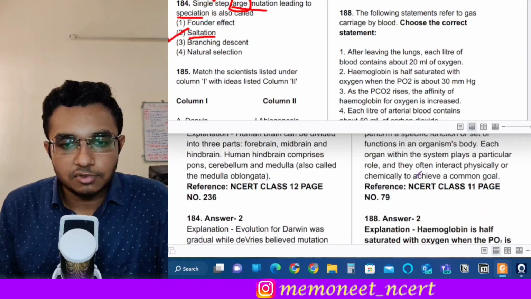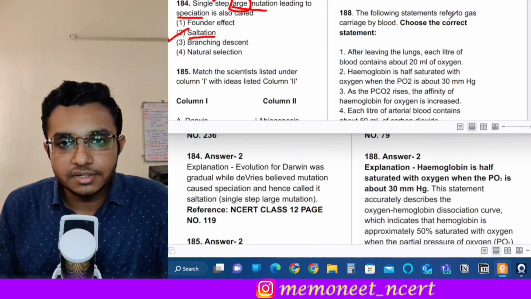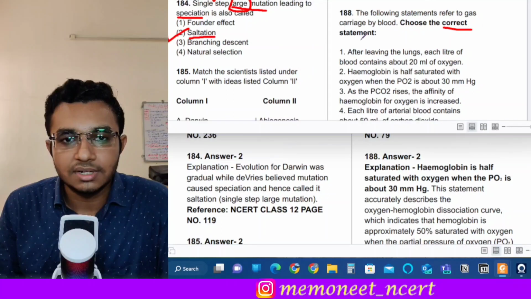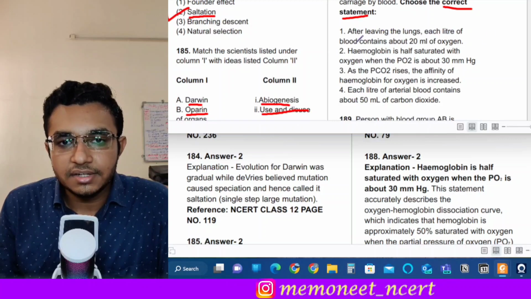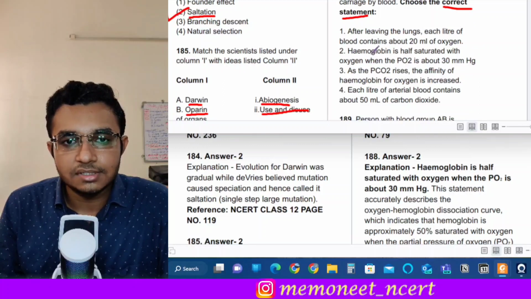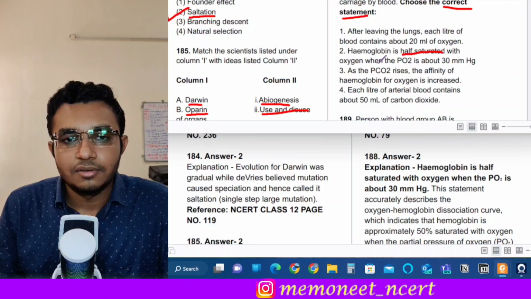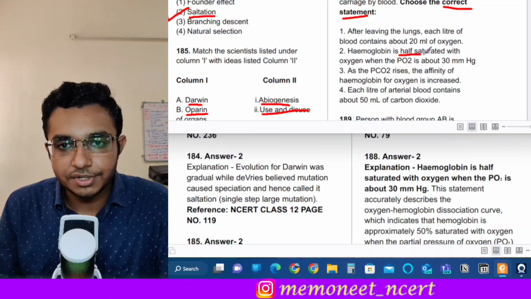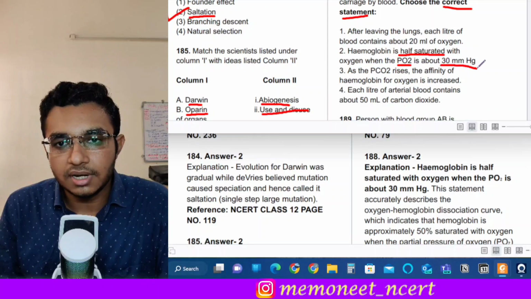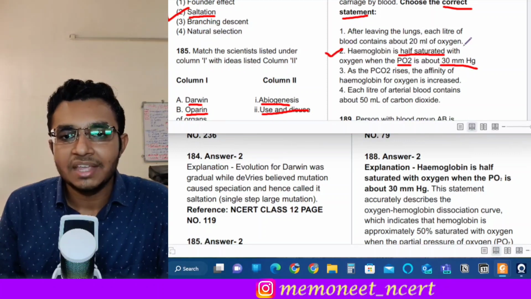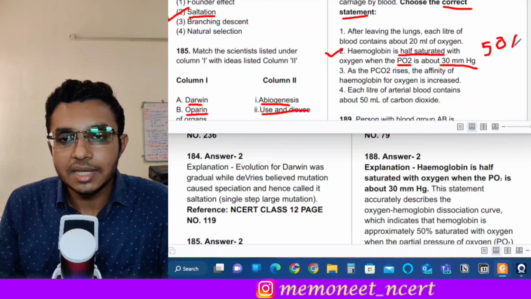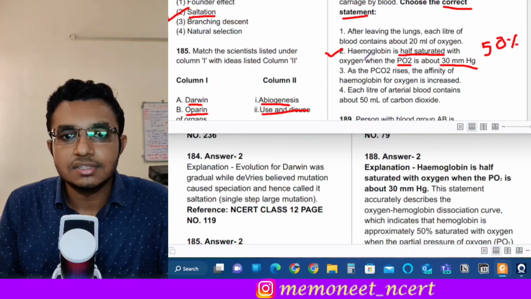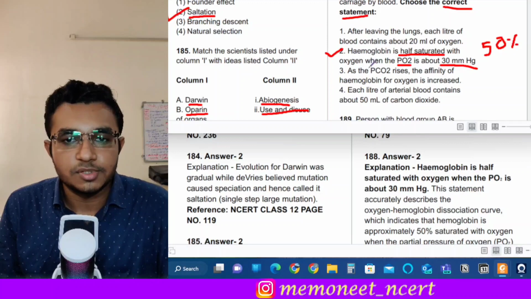The next is question number 188. The following statements refer to the gas carriage by blood. We have to choose the correct statement among the following. The first statement is, after leaving the lungs, each liter of blood contains about 20 ml of oxygen. So this is an incorrect statement. The second statement is, hemoglobin is half saturated with oxygen when the PO2 is about 30 mmHg. This is a correct statement. Why? Because 50% saturation of hemoglobin is achieved when the PO2 is 30 mmHg. So here the answer will be option 2.